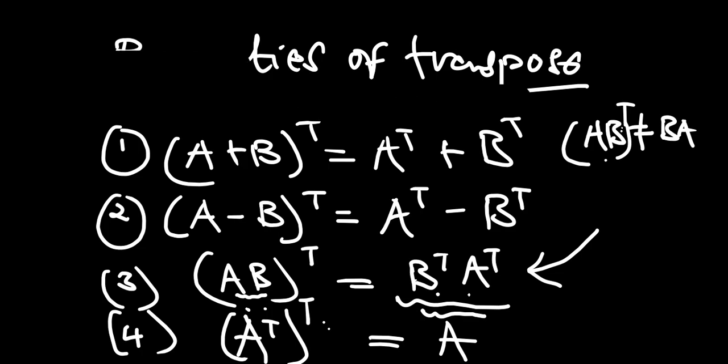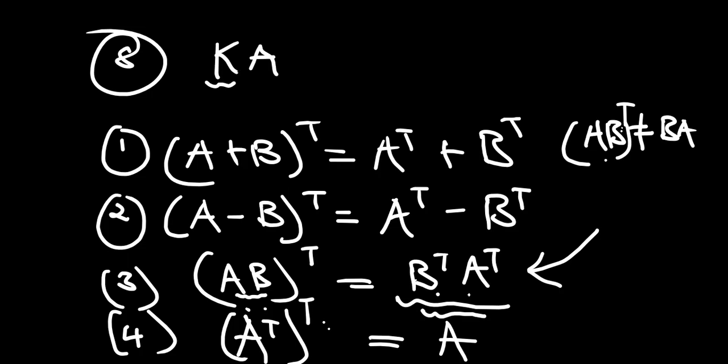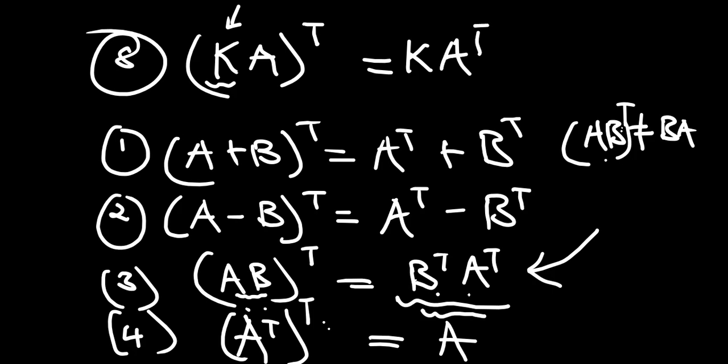Let me write one more here. So the fifth property, number 5: if I have a scalar k multiplying a matrix A, so I have kA where k is a scalar, and then I transpose this, the answer will just be equal to k times A transpose. When the transpose goes to the scalar k, it does nothing. When you transpose a number, nothing will happen.